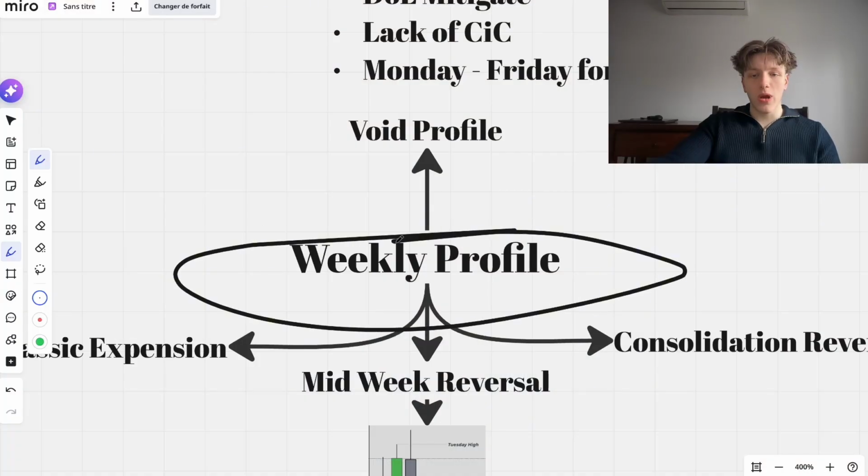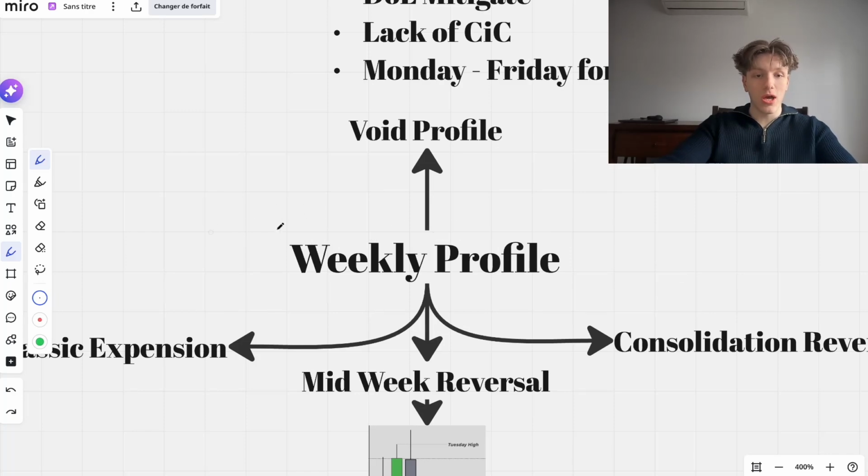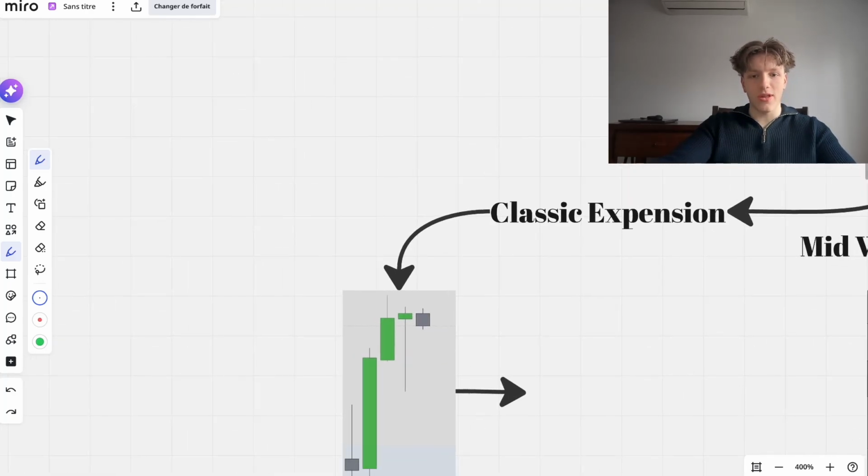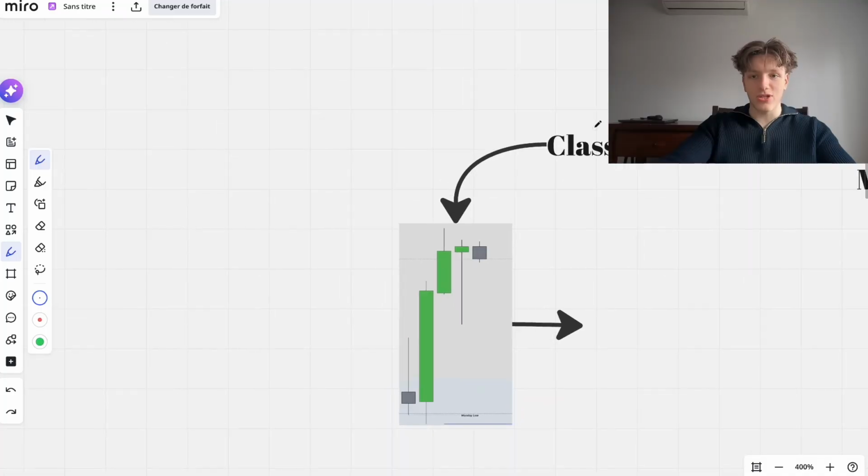We're not gonna waste any time. So today we're going to talk about weekly profile. This is the first thing we'll talk about because this is the main thing I use currently in my model, to define my drawn liquidity and everything I just said previously.